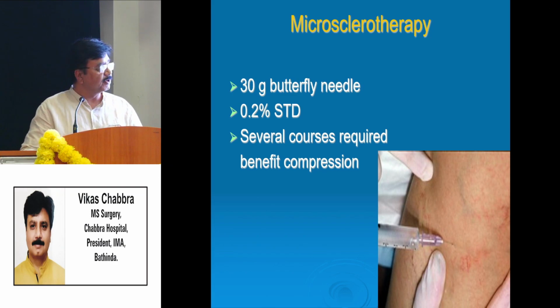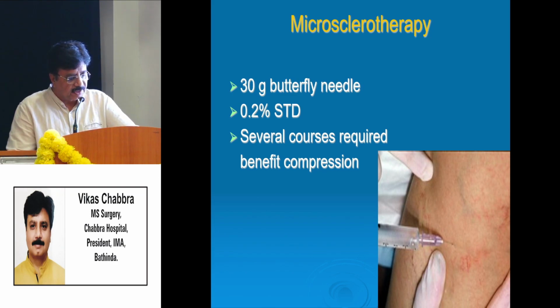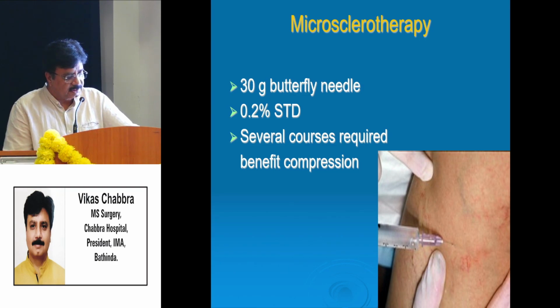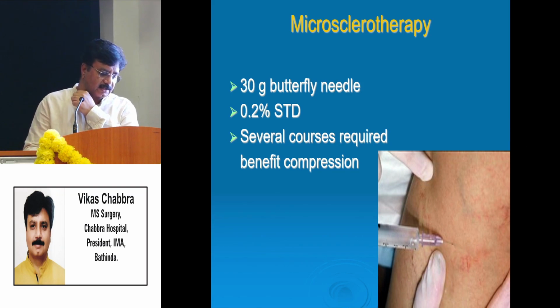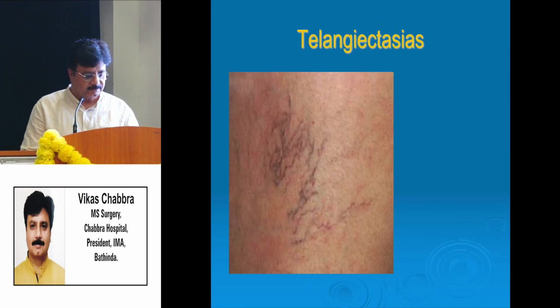Microsclerotherapy, this is a picture of microsclerotherapy. It needs a few sessions if there is recurrence, and it is done with a 30 gauge butterfly needle with 0.2% sodium tetradecyl sulfate.